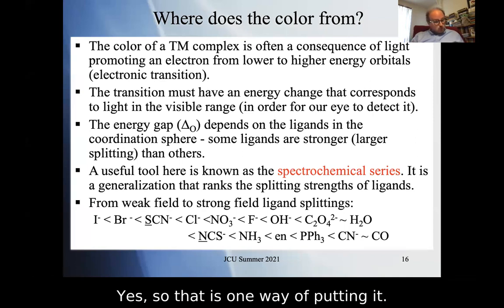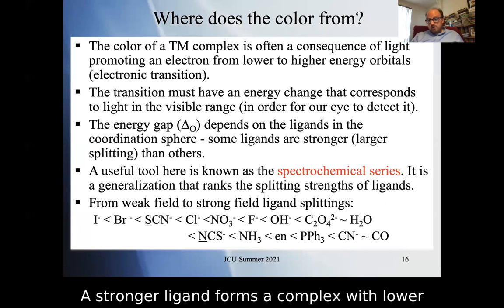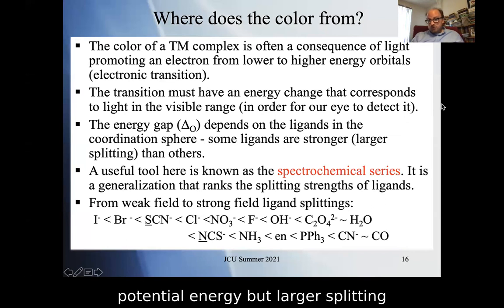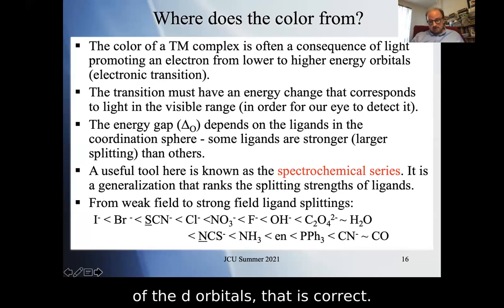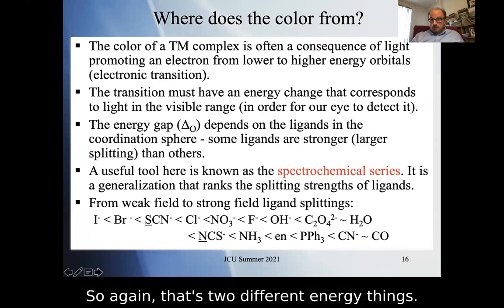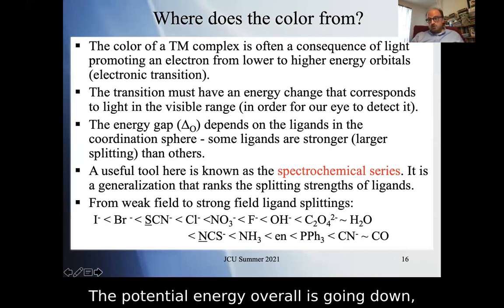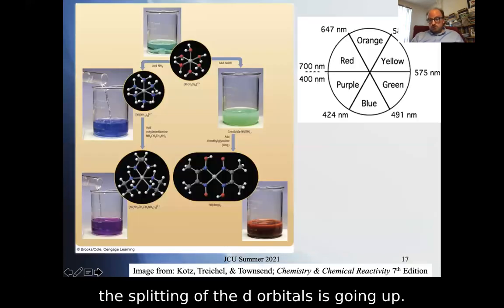Yeah, so that is one way of putting it. So a stronger ligand forms a complex with lower potential energy, but larger splitting of the d orbitals. That is correct. So again, it's two different energy things. The potential energy overall is going down. The splitting of the d orbitals is going up.